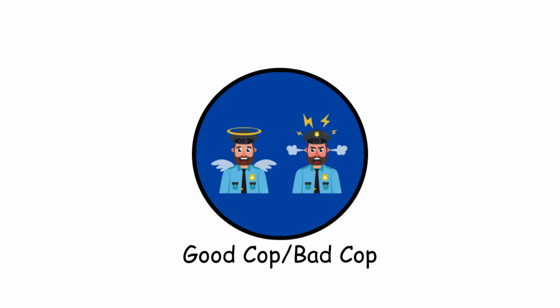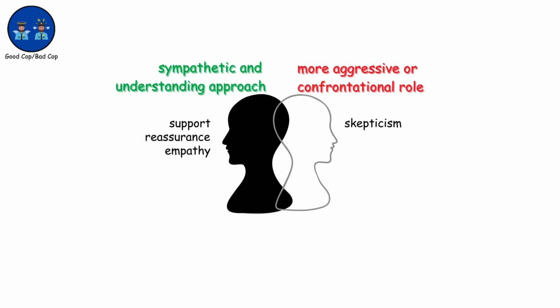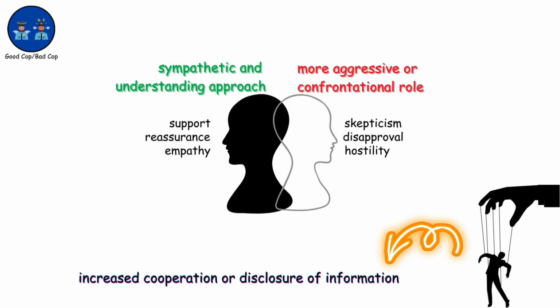Good cop, bad cop. This technique involves presenting contrasting personas to the subject. The good cop adopts a sympathetic and understanding approach, offering support, reassurance, and empathy. Meanwhile, the bad cop takes on a more aggressive or confrontational role, expressing skepticism, disapproval, or even hostility. The goal is to manipulate the subject's emotions and perception of the interrogators, potentially leading to increased cooperation or disclosure of information.